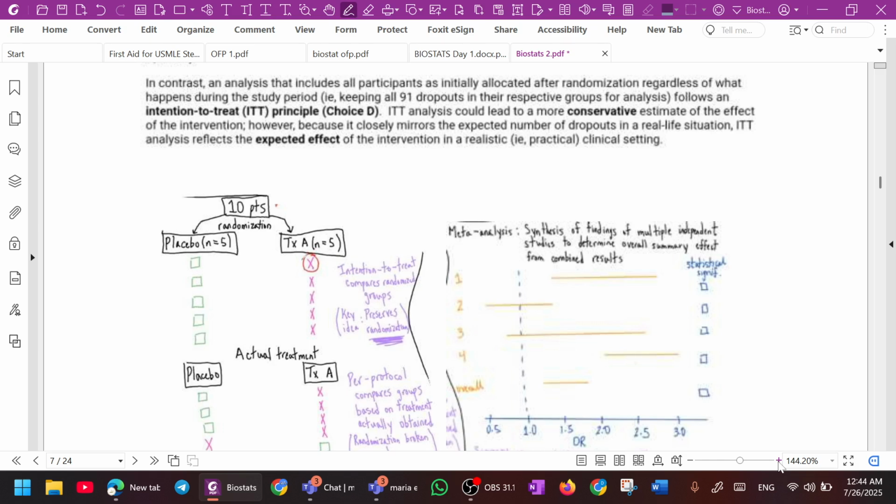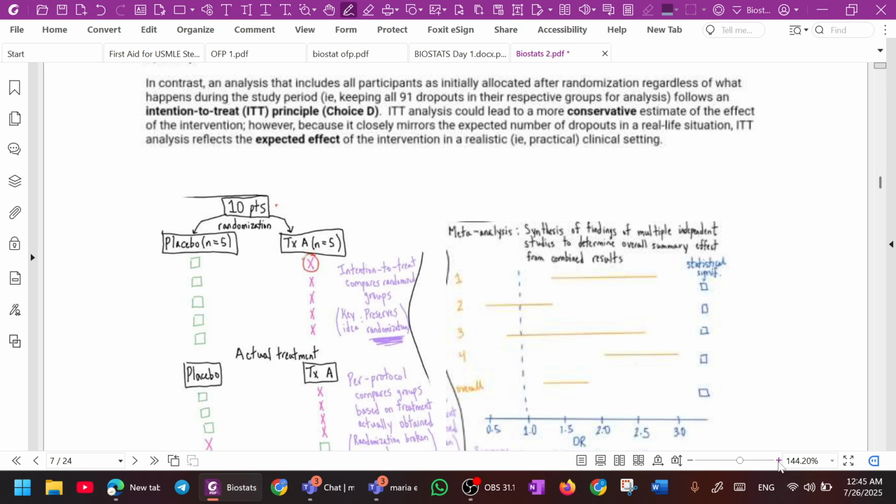And then the per protocol, you see these two green squares were here, and then they switched here. Then the X was here, and then it switched here. There was a bunch of switching. So it compares the groups based on the treatment that they really obtained. The X will be on the placebo, even if it was initially here, and the two green squares will be here, even if they were initially in the placebo. The problem is that the randomization is broken, so it can introduce confounding factors. That's why per protocol is not good.